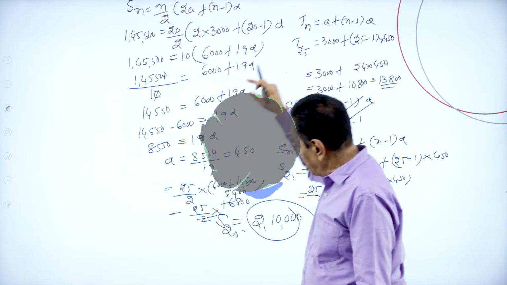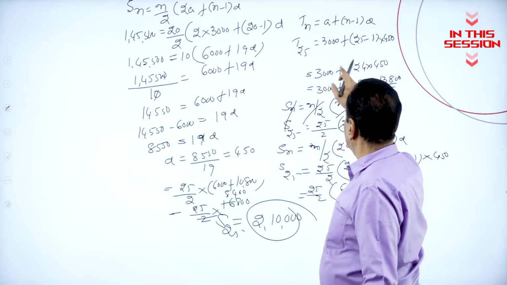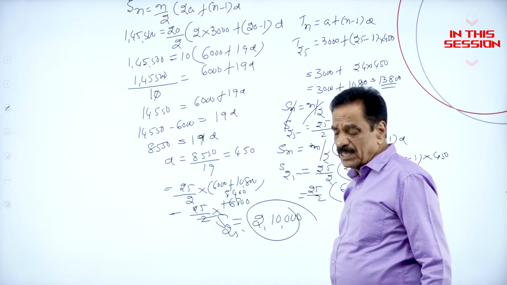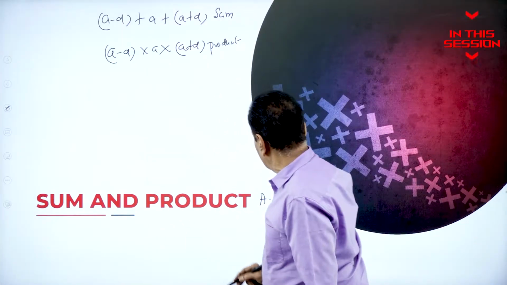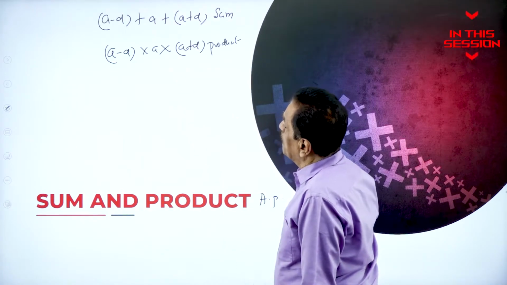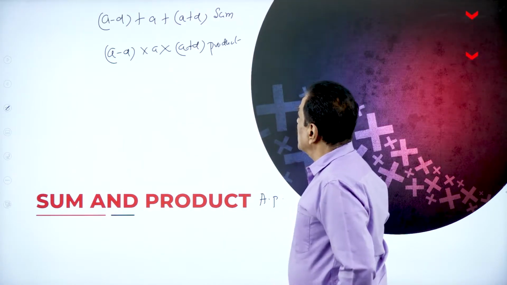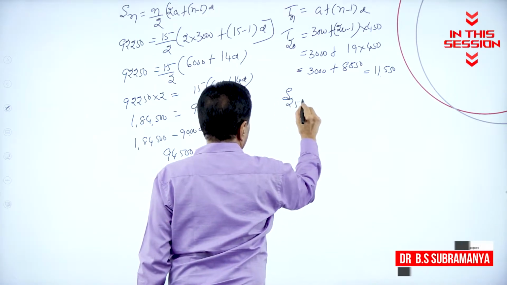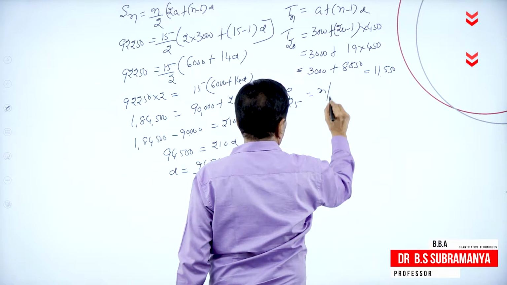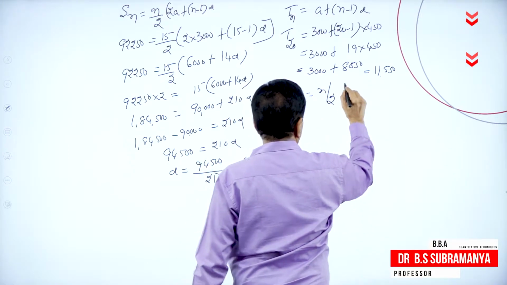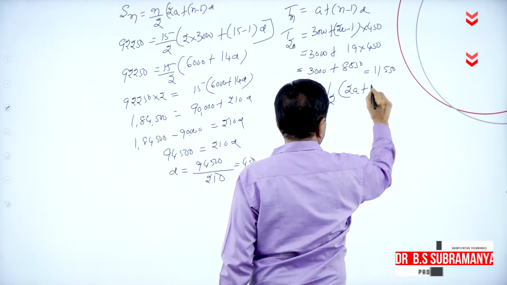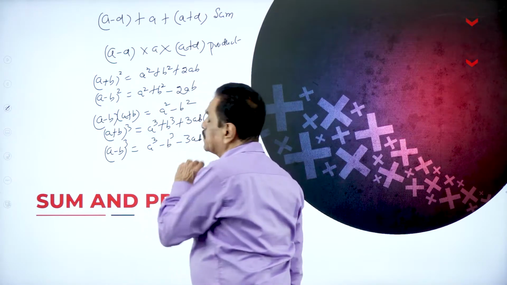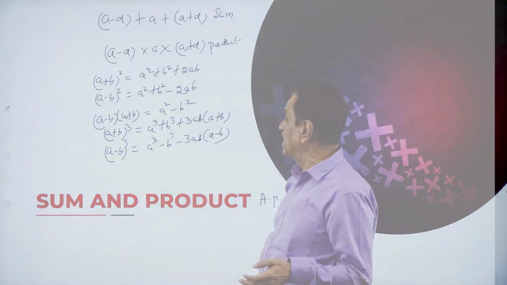So he asked first for 20 years, then he asked for 25 years. What is the 25th year? This is 13,800. Sum and product of AP. Sum means A minus D plus A plus A plus D. Summation S25 is equal to N by 2 into 2A plus N minus 1 D. Answer is A minus D into A plus D is A square minus D square.